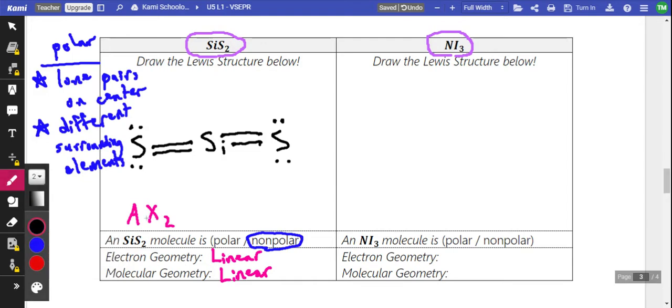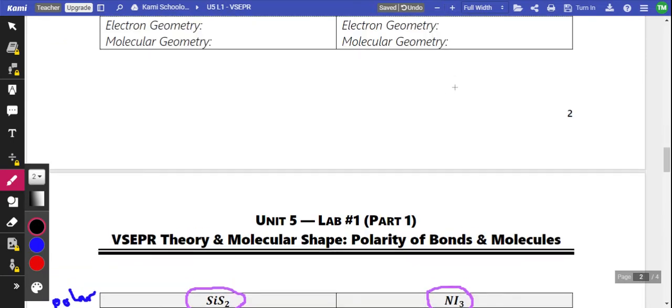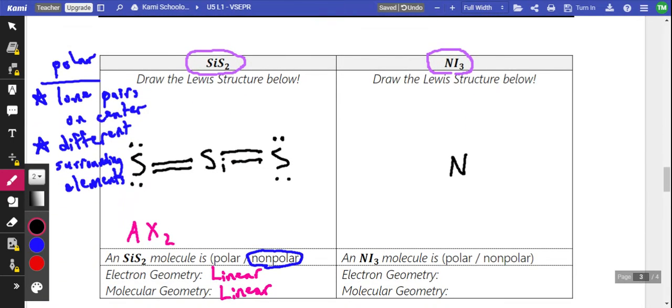Let's try the next one. Let's do NI3. N's my odd one out, so I put it in the middle. We'll spread out our iodine, iodine, iodine. Each of these iodines should start with 7 valence electrons because they're in column 17. 1, 2, 3, 4, 5, 6, 7. 1, 2, 3, 4, 5, 6, 7. And then my nitrogen is in column 15. So I'm going to line up 1, 2, 3 of these electrons, and then it's going to have an extra 4, 5.